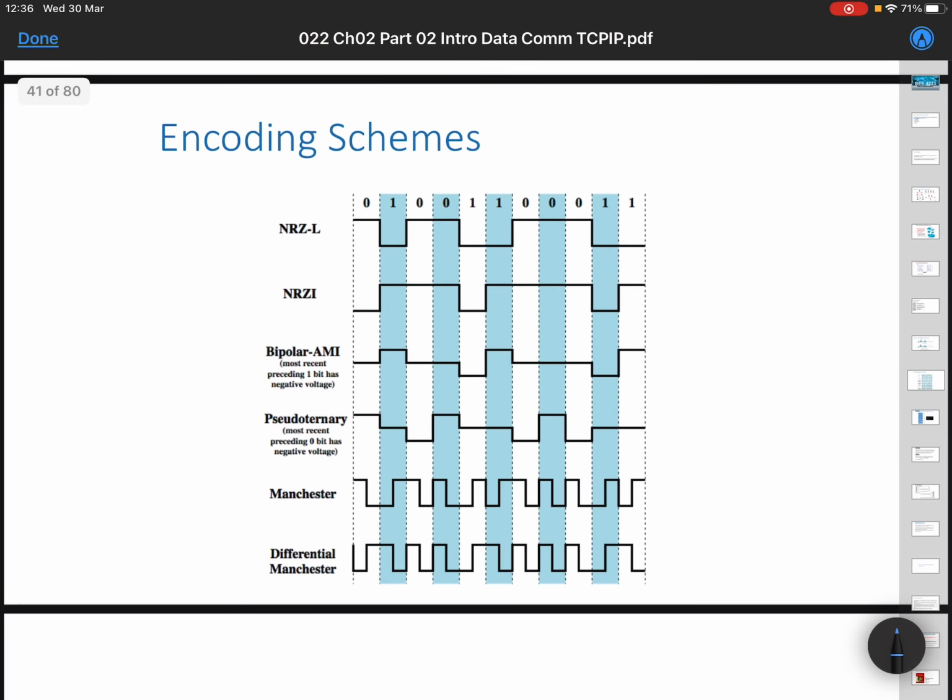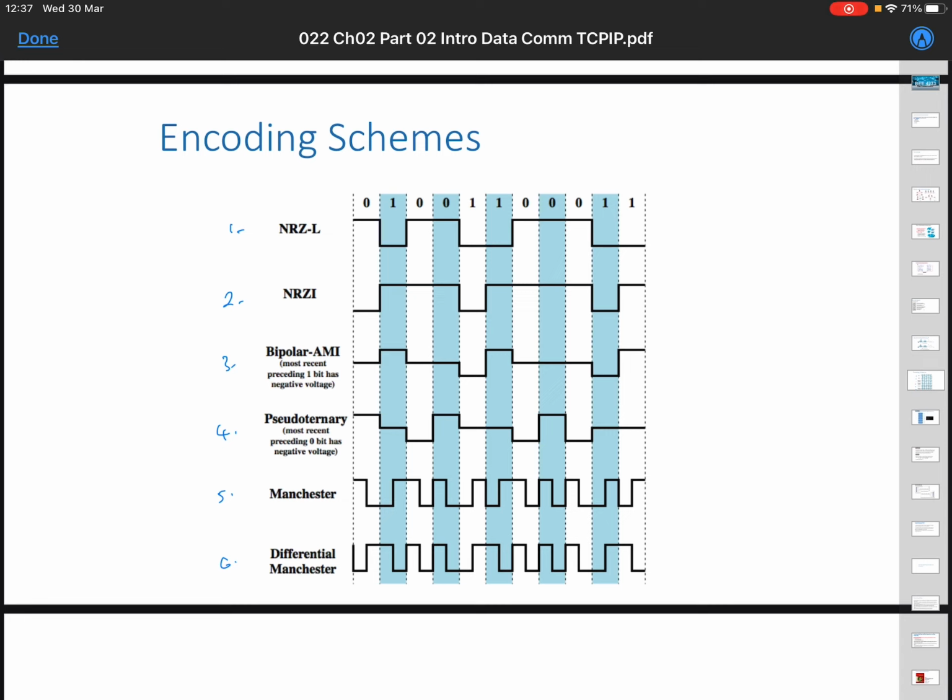Here we have various types of encoding. First is NRZ, non-return to zero, NRZ-L, NRZ-I, then bipolar AMI, pseudo ternary, then the Manchester encoding scheme, and sixth is differential Manchester.